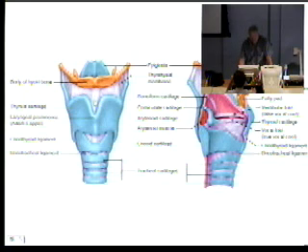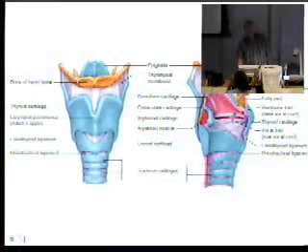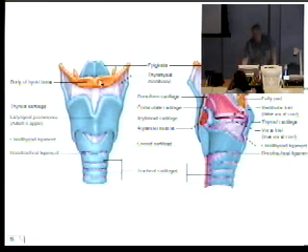But here we've stripped away everything. We have just the cartilage, the ligaments, the membranes, and the hyoid bone. So we already looked at the formation of the hyoid bone: the lesser cornua or horn, the greater cornua or horn, and then the body formed from two parts. So we've seen that already.